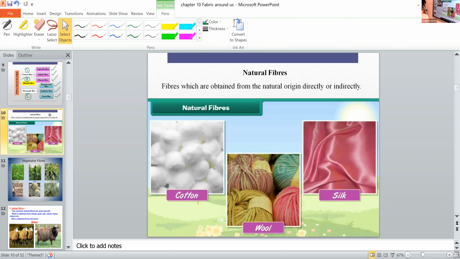Okay. So next is natural fiber on the basis of origin. What do you mean by natural fibers? As the name says, the fibers that are obtained from nature, or from the plants, like this cotton. You can see the picture, right? Cotton is a natural fiber, wool, silk, all these are natural fibers. The fibers that are obtained from nature directly or indirectly, the fibers that we take from nature, that is natural fibers.